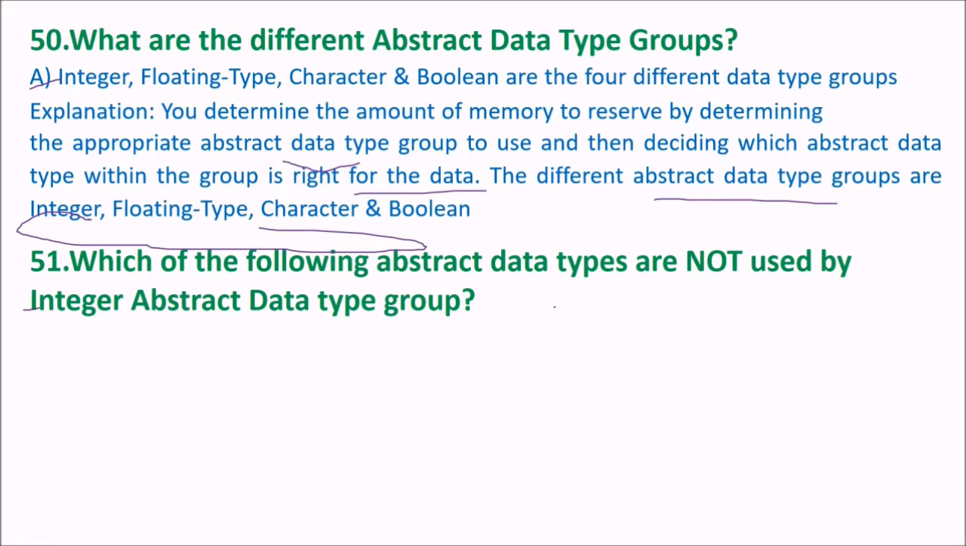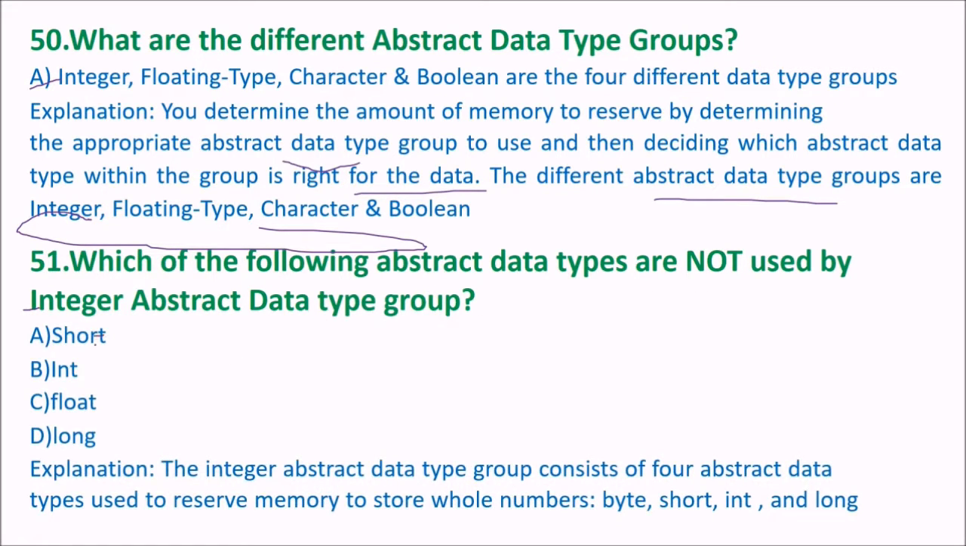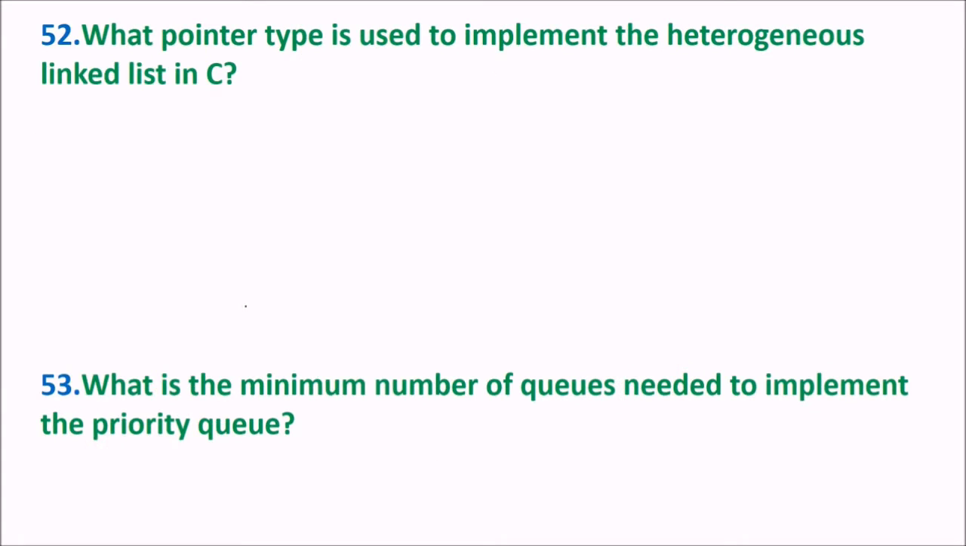Question 51: which of the following abstract data types is not used by the integer abstract data type group? Short, integer, float, or long. The integer abstract data type group consists of 4 abstract data types used to reserve memory: byte, short, int, long. So float will not be there.